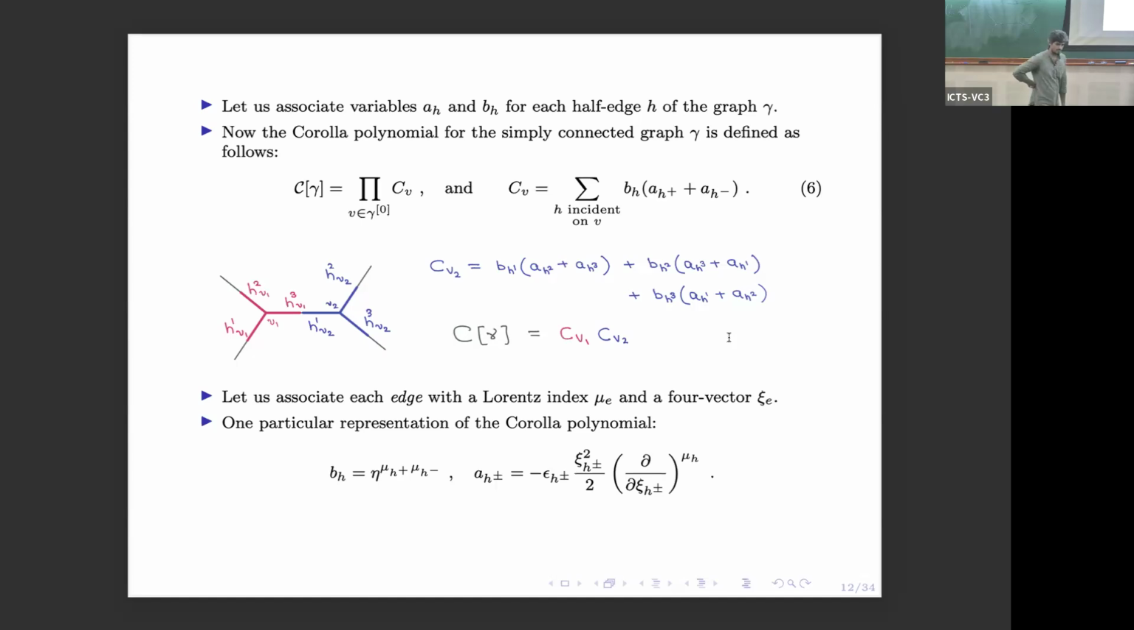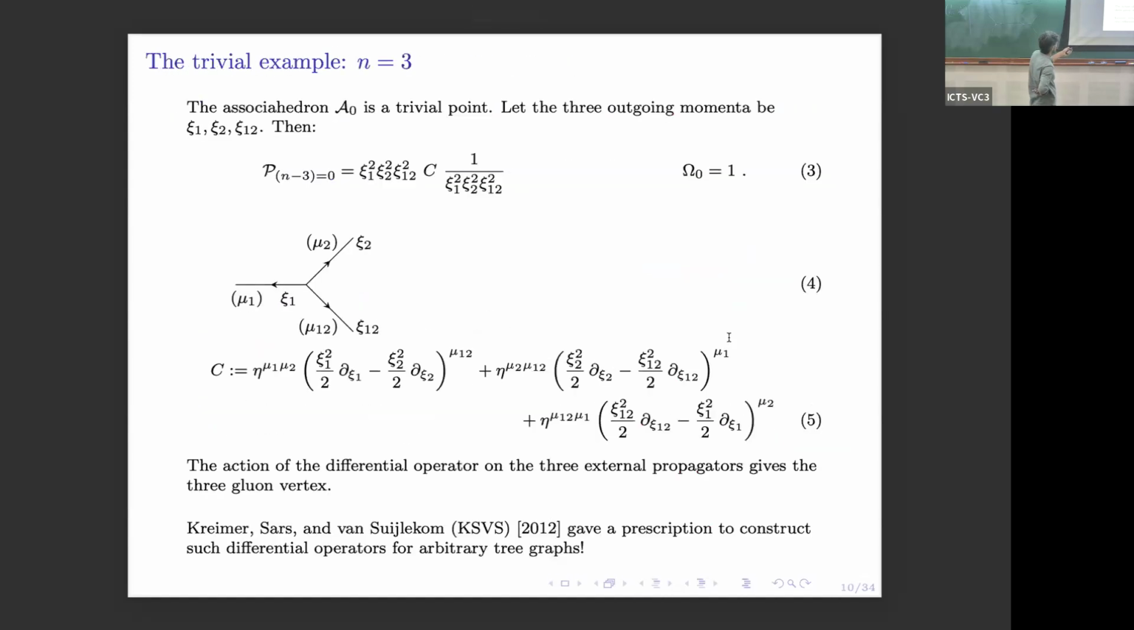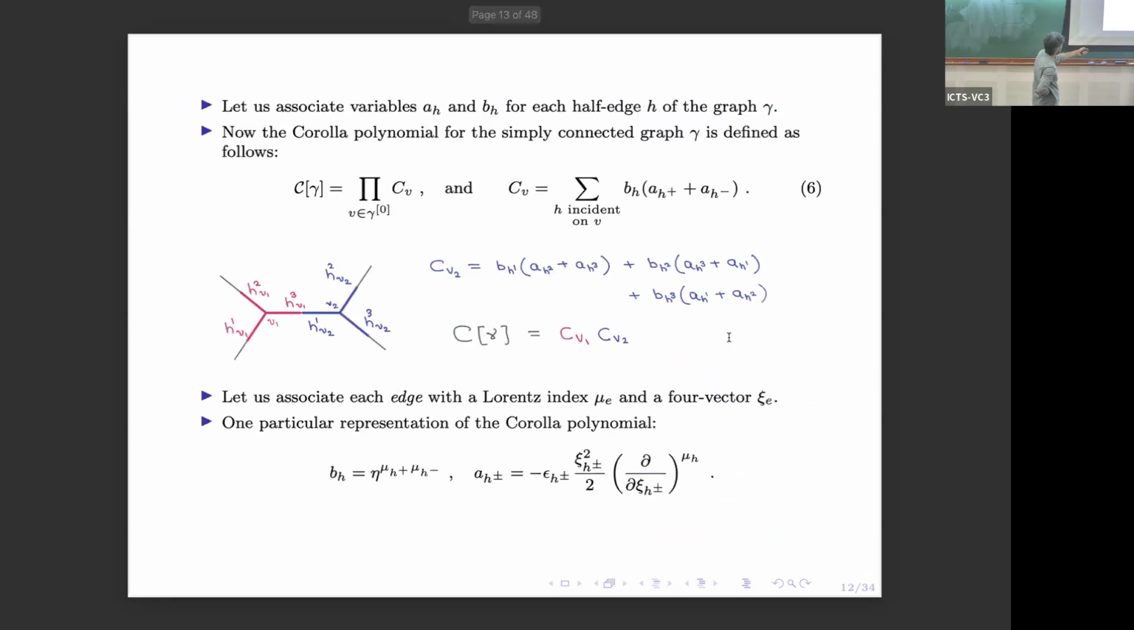These are just some random variables that we assign to each half edge. The simplest example is this one. This is a graph with 3 half edges, with the vertex V. And what is the thing that I can assign to it? What is the Corolla polynomial for this? It will be this one: B A plus A B A plus A B A plus A, with some H1.